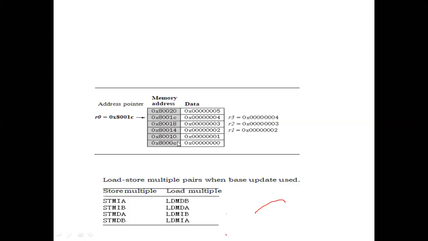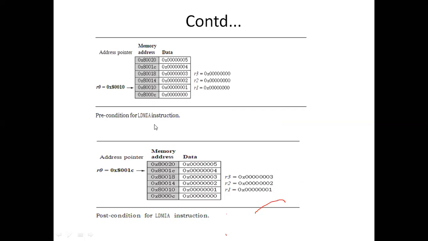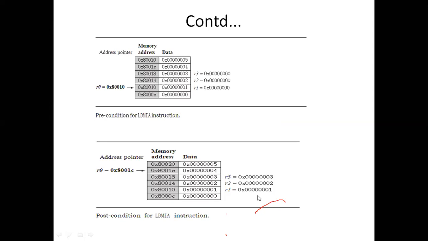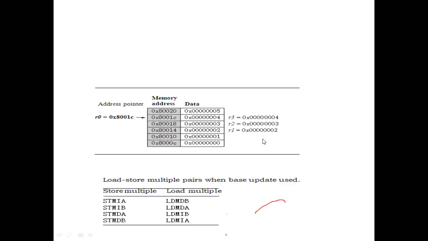That is the difference between pre-increment and the post-increment, right? So here, R0 still is 8001C, but the values of R1, R2, and R3 have changed here. Initially, for the post-condition, it was 1, 2, 3. But look at this one. You have incremented beforehand. That's why you have 2, 3, and 4, right? So this is a load multiple when base update is used.